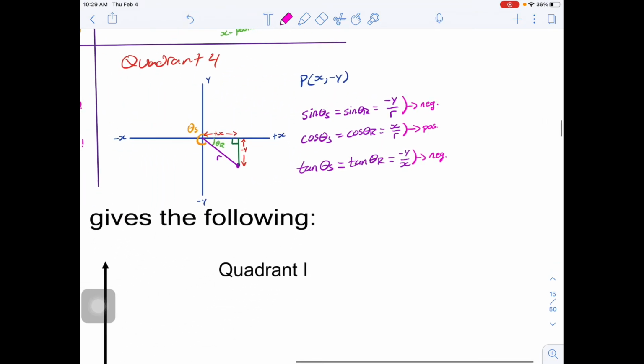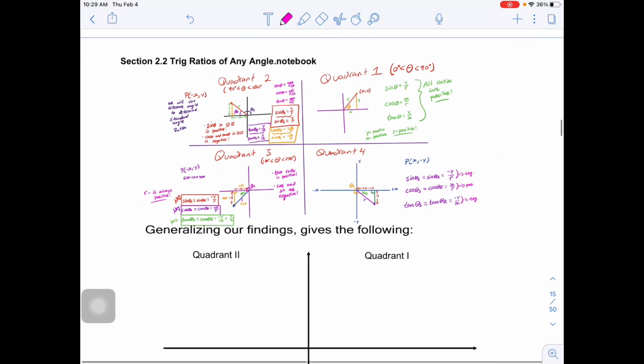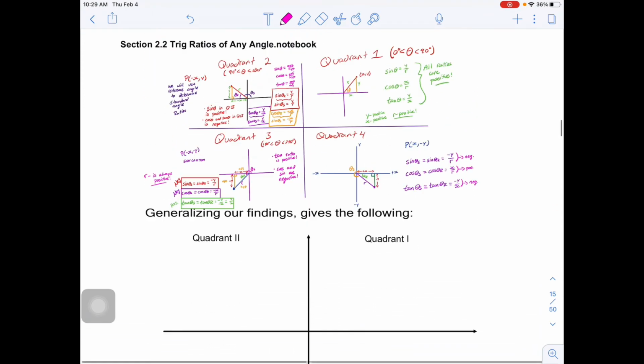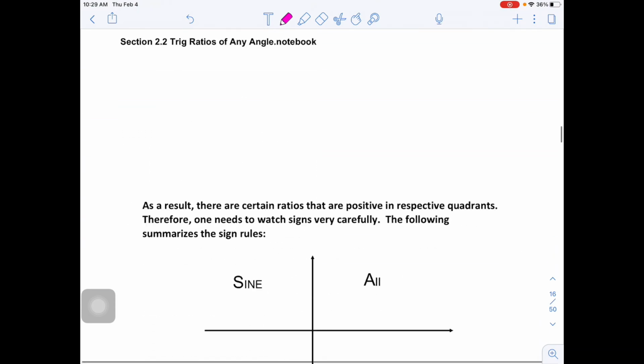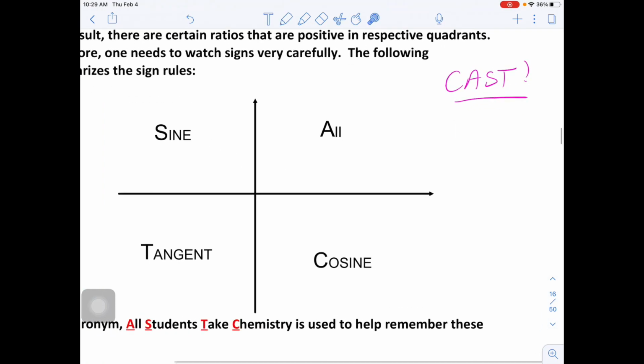Okay, so what does this mean? This means that we have a generalization here. And in order to understand these, we are going to use what's known as the cast rule. Okay, so down below, we're going to use the cast rule to understand this. This essentially tells us which ratios are positive in which terminals.